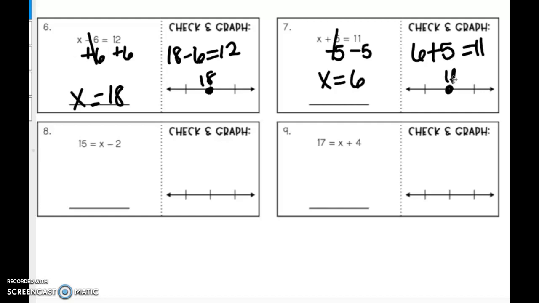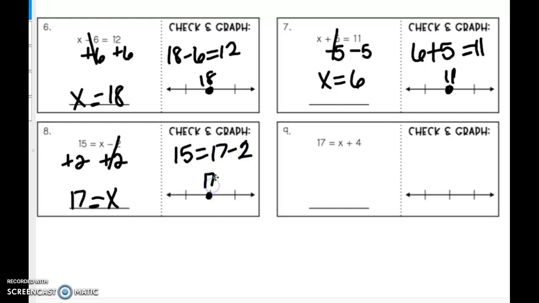Okay? Next, x minus 2 equals 15. The opposite operation of minusing 2, because we want the x by itself, is to add, whoops, not 2. Let me erase that. I meant to add 2 to both sides. Negative 2 plus 2 is 0, so we're left with x. And 15 plus 2 is 17. So x is equal to 17, and we know that 15 is equal to 17 minus 2, and we'll put 17 on here.